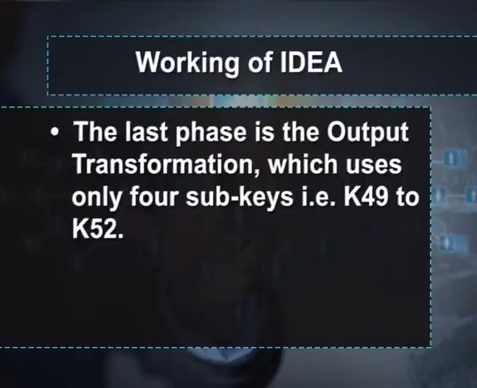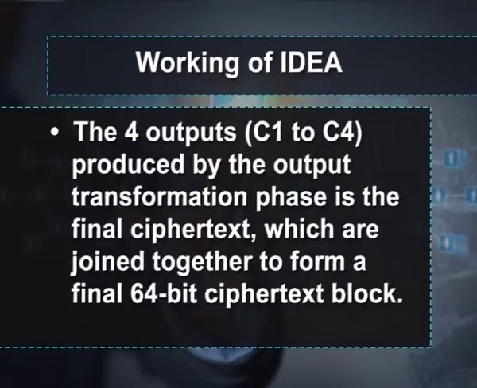The last phase is the output transformation, which uses only 4 subkeys, that is K49 to K52. The 4 outputs C1 to C4 produced by the output transformation phase are the final ciphertext, which are joined together to form a final 64-bit ciphertext block.